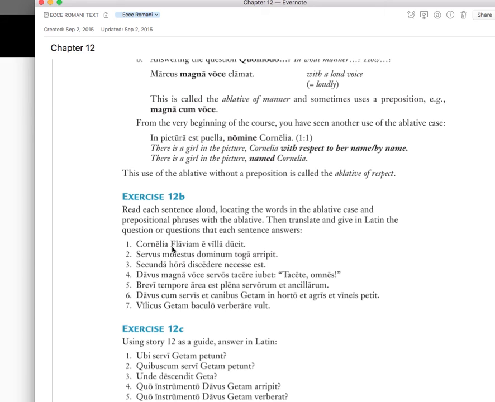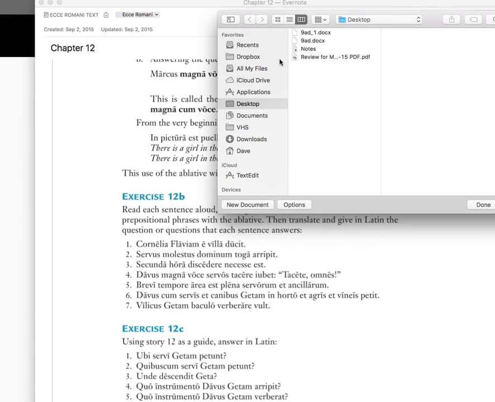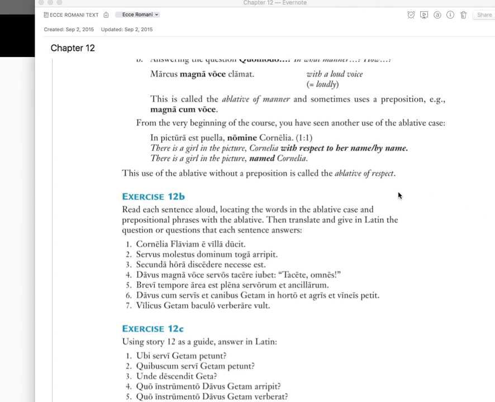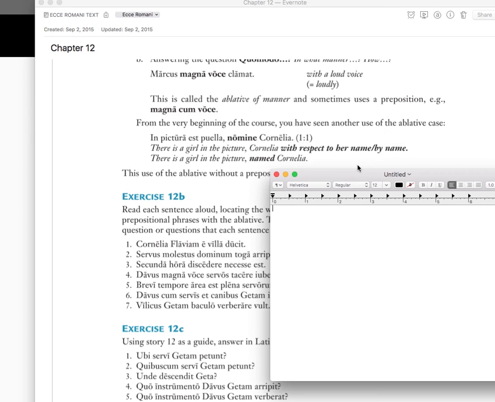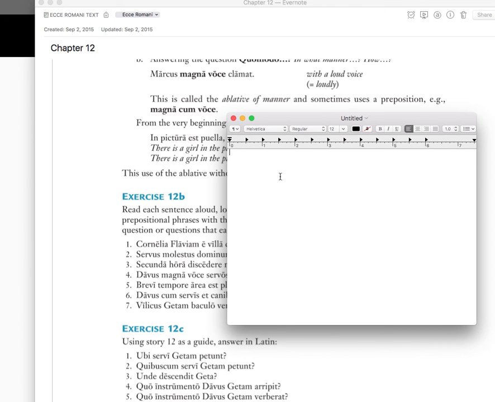In this example here, the perfect question would be, from where does Cornelia lead Flavia? So let's see if I can bring in a text edit document here to show you real quick. All right. And then I'm going to make a new one. Bear with me. All right, so let's say we're on 12b and we're on number 1. Make this a little bigger.